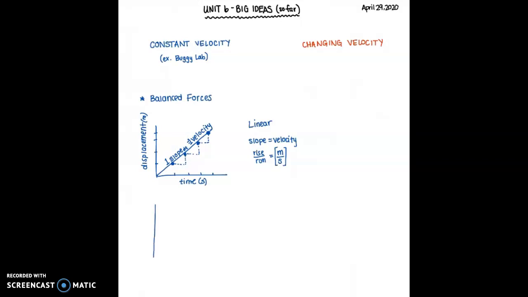Another way of representing constant velocity is to look at a different type of graph. This graph is going to be a time versus velocity graph. Notice that switch in the y-axis. On this time velocity graph, for constant velocity, we would see a flat line pattern.